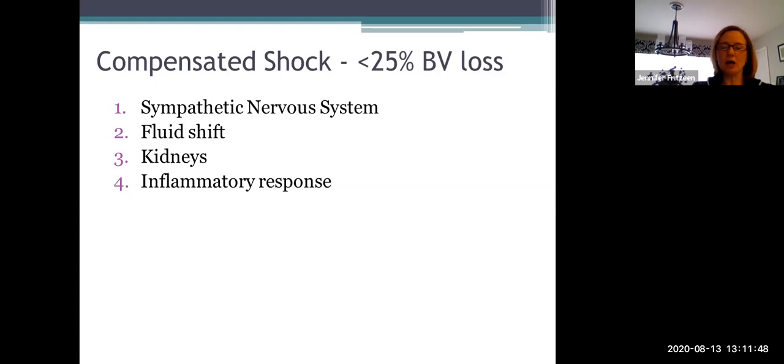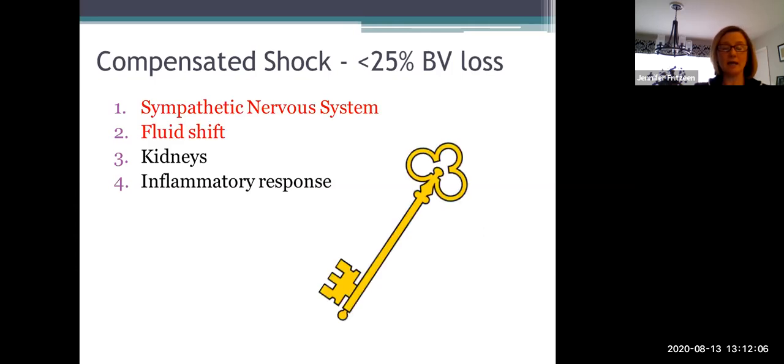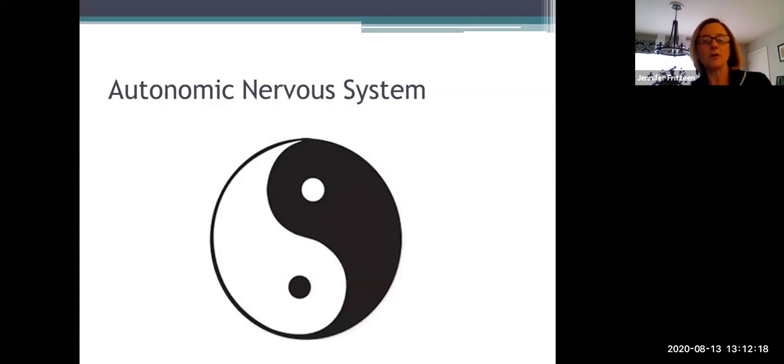Now, in compensated shock, our body is going to compensate when we have less than 25% total blood volume loss by using the sympathetic nervous system, by shifting fluids. It's going to use our kidneys to keep fluid in our body, and then, of course, the inflammatory response. There are things we're going to spend time on today, and the key to really early treatment in hemorrhagic shock is focusing on what the sympathetic nervous system and fluid shift are going to do to help us with our compensation. And so let's start with the autonomic nervous system, which to me is the yin and the yang.